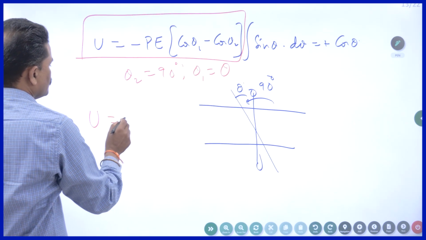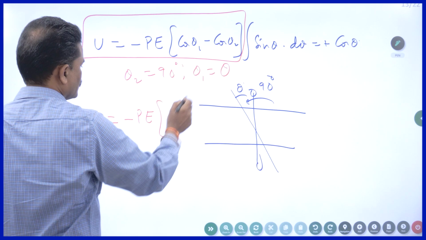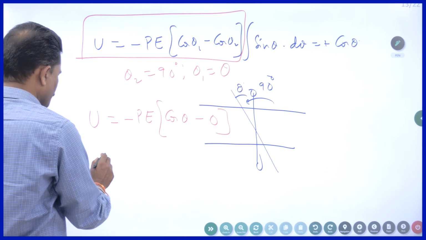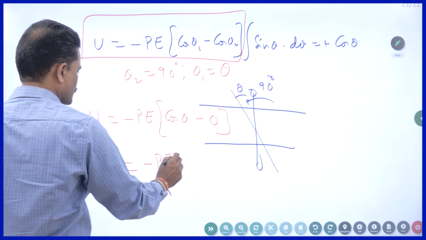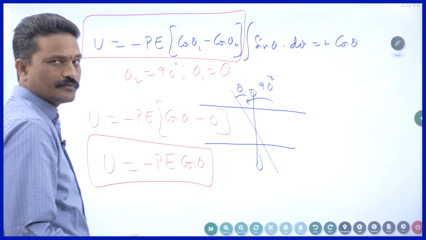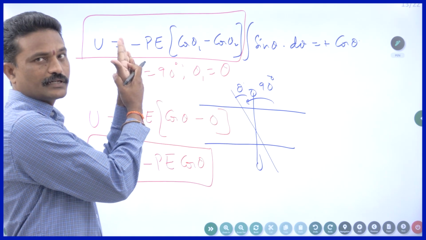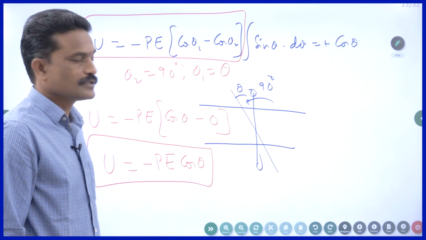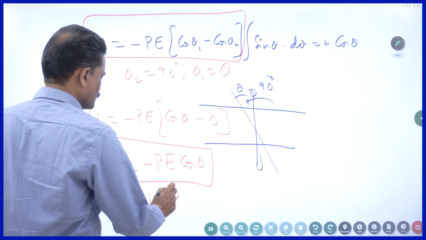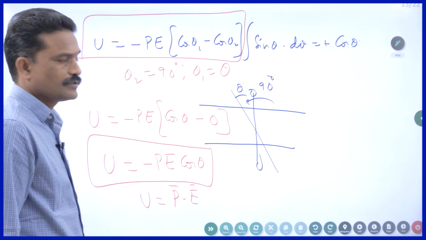So this will become U is equal to minus PE, here cos θ1 is cos θ, and cos θ2 is cos 90, that is 0. So you will end up with U is equal to minus PE cos θ. Here two things you should remember. One is work: here the work is done by the external agent. I am rotating it from its initial position in this direction, not in this direction. Is this clear? Right. So you can write this in vector notation as U is equal to P dot E, dot product. No need; if you write up to this, that is enough.